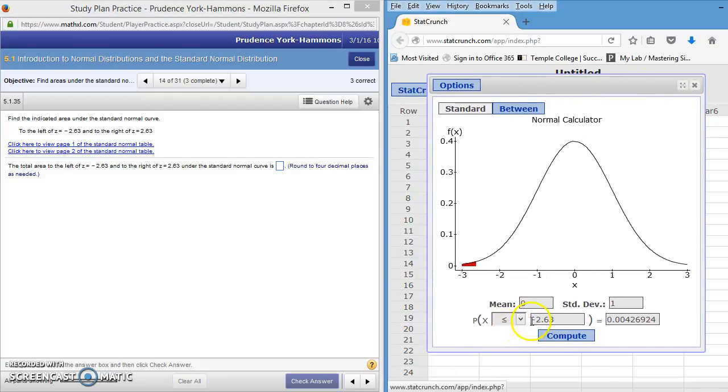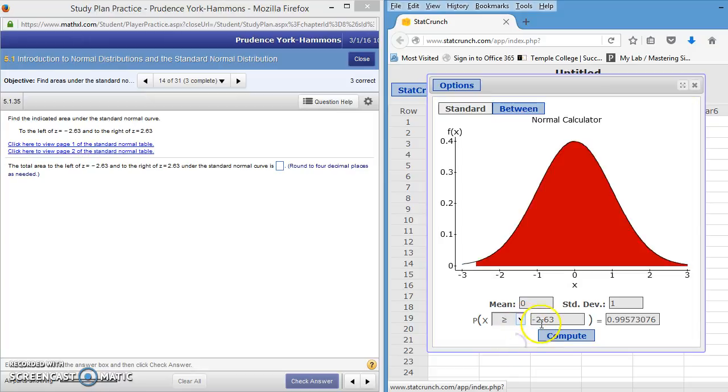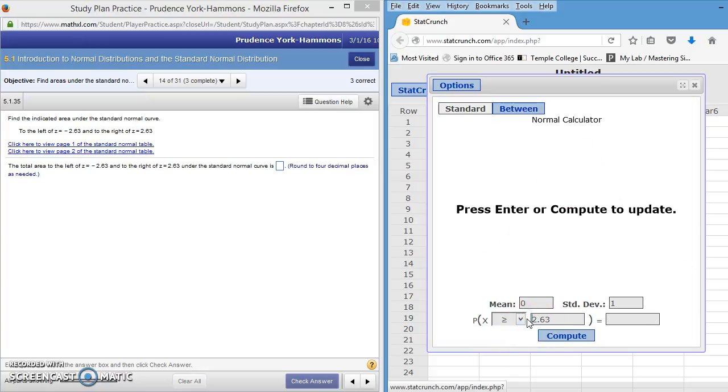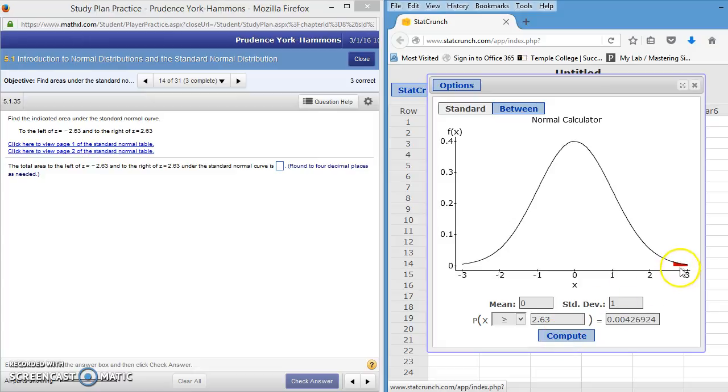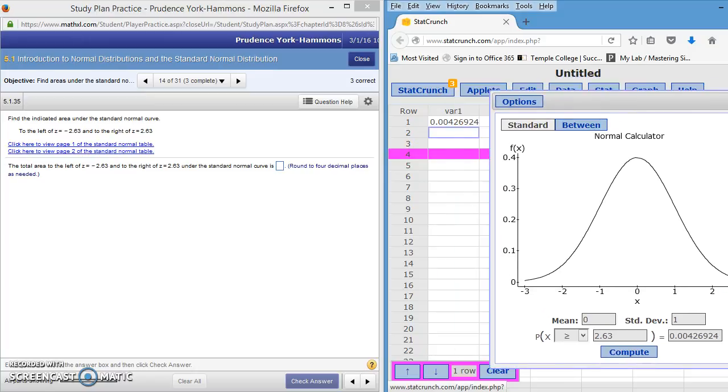Now let's go back and do the greater than, but this time a positive 2.63. And if you notice, it's on the other end, but it's basically the same size and shape as the one that you just completed. And its value is 0.00426924. So I'm going to go back up here, right underneath that other one, and paste it. And you'll see that those areas are exactly the same.